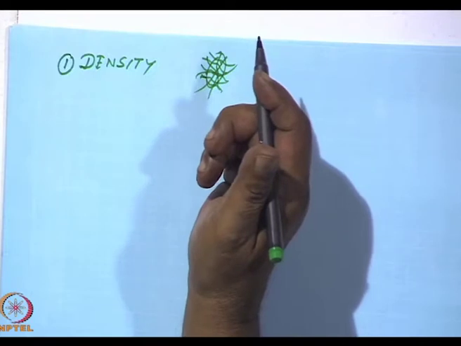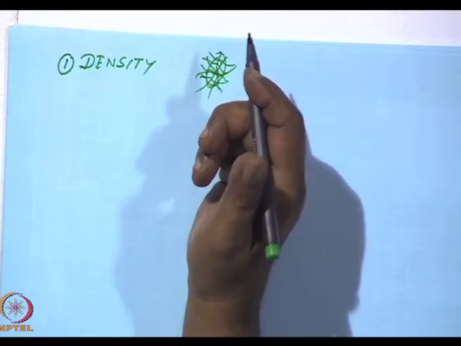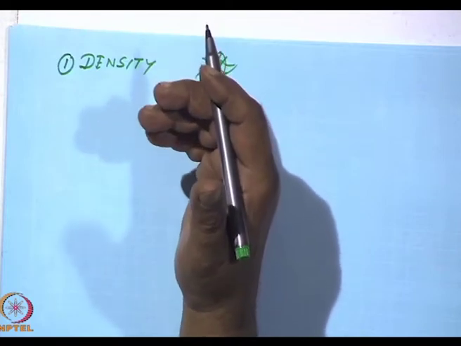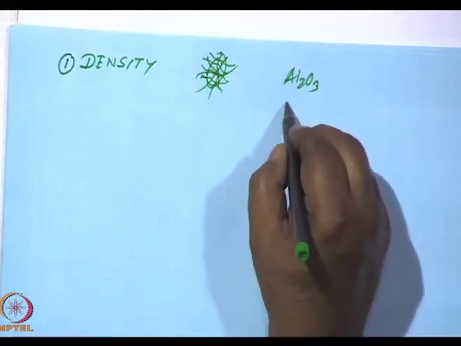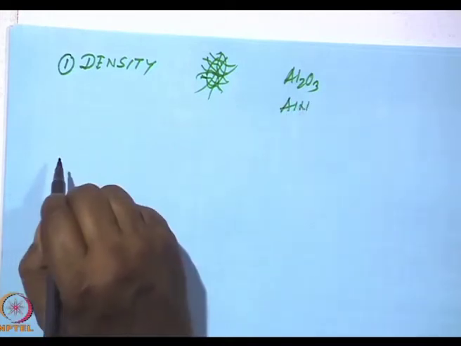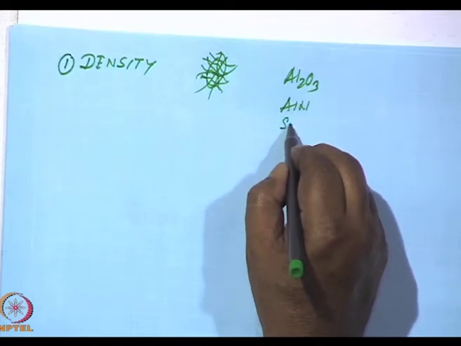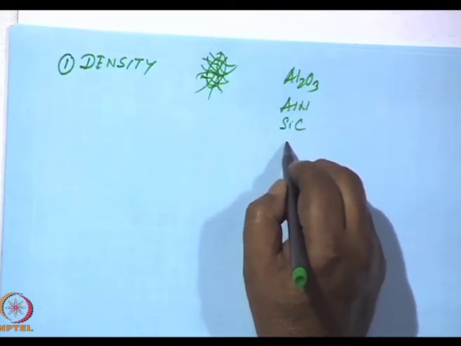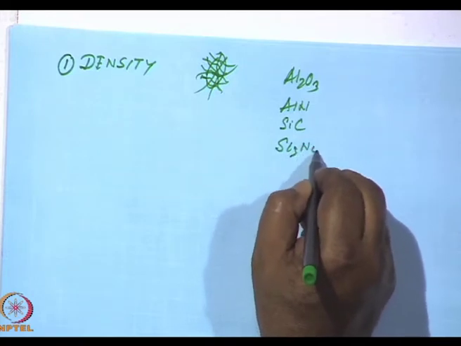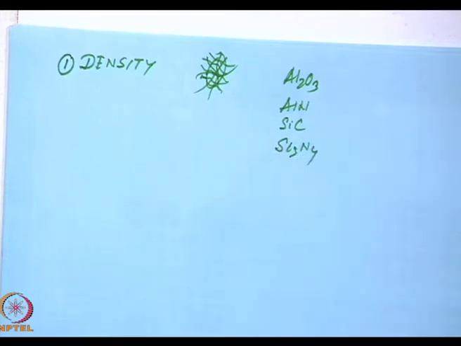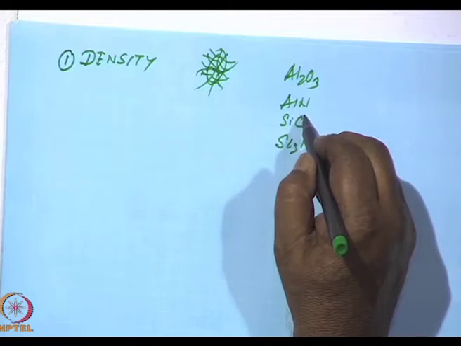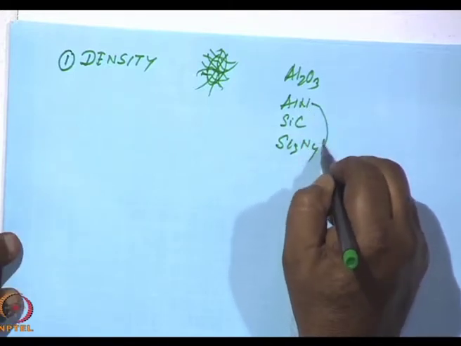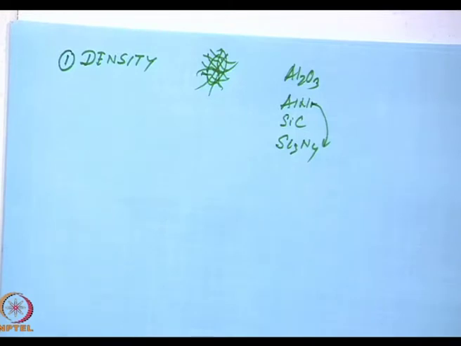Now, how do I measure the density of these powders? Because the density will tell me if I have got the product which I want. Let us say I know the density of alumina, I know the density of aluminum nitride, I know the density of silicon carbide, I know the density of silicon nitride. All these are known, but suppose I want to mix aluminum nitride with silicon nitride and then form a dense body.